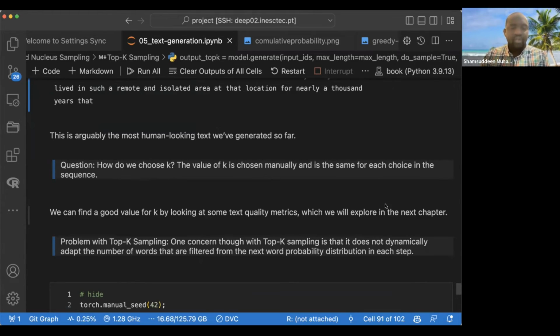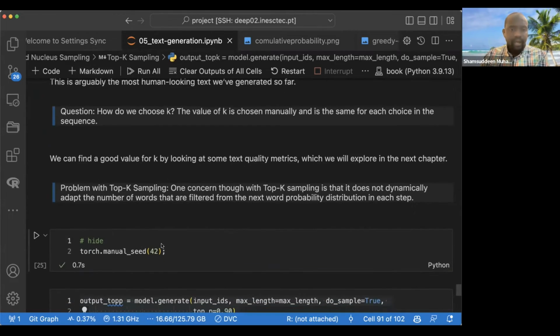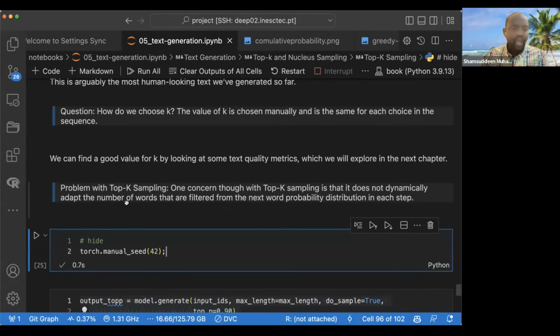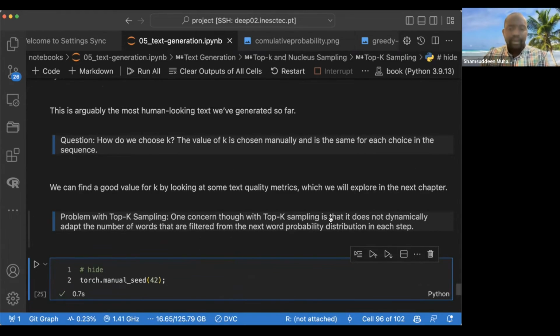I think the next one they talk about is top P, which is meant to solve the issue we have with top K sampling. One common concern with top K sampling is that it does not dynamically adapt the number of words that are filtered from the next word probability distribution in each step.